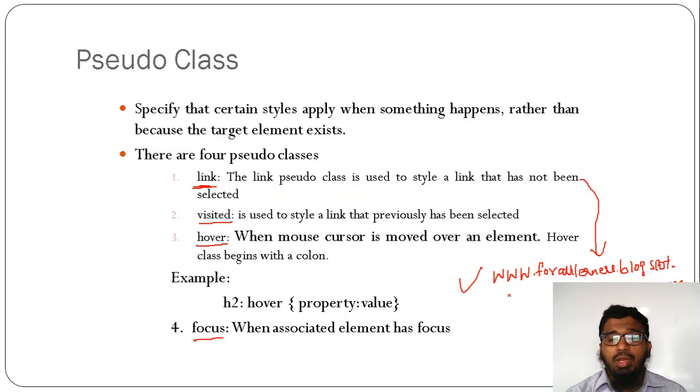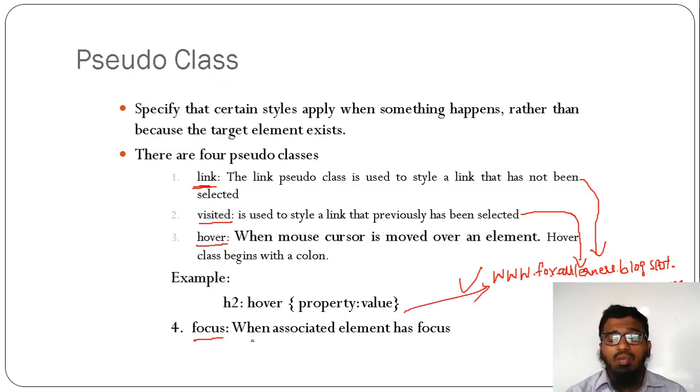Then because it is not visited, when you click on it and visit it, the color will be changed and it will display the visited link in a blue color, for example. Okay, this is hover. When you take your mouse over this website, automatically you can give the property and value. Whenever you take the mouse there, it will change the color or the font size. You can give it like this.